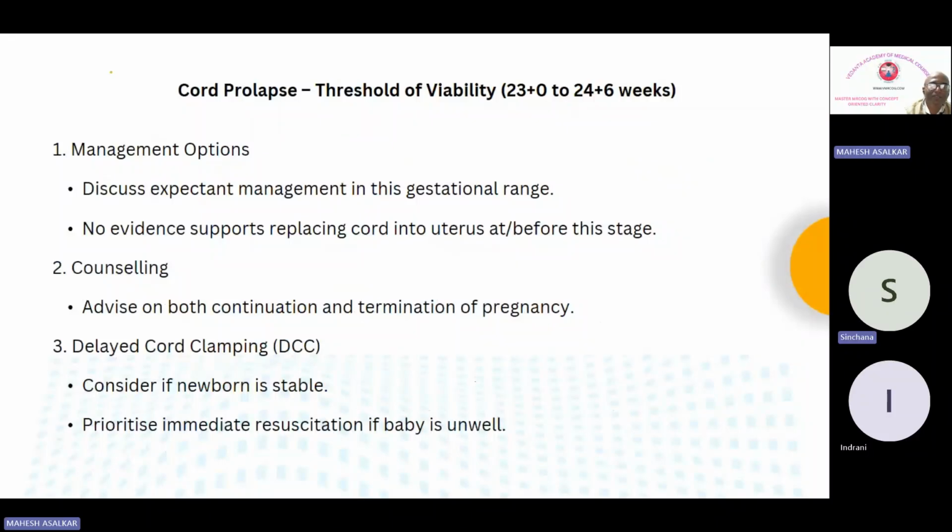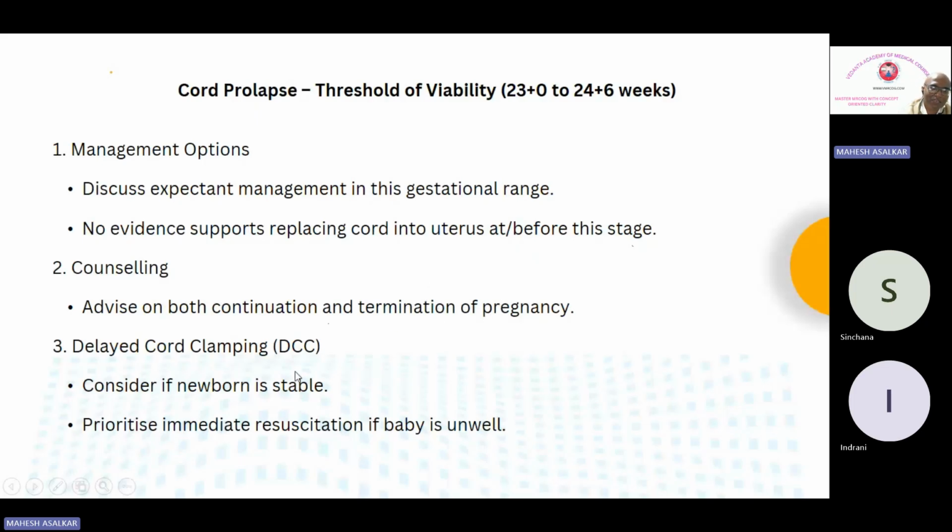Yes, sir. So, cord prolapse around the threshold of viability, if it is extreme prematurity, 23 to 24+6 weeks of gestation: you can discuss the expected management because it is the threshold of viability. No evidence supports replacing the cord into the uterus at or before this stage. Counseling advice should cover both continuation and termination of the pregnancy. So it is shared decision making.